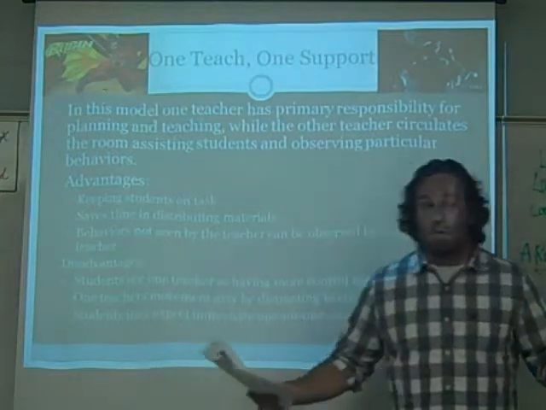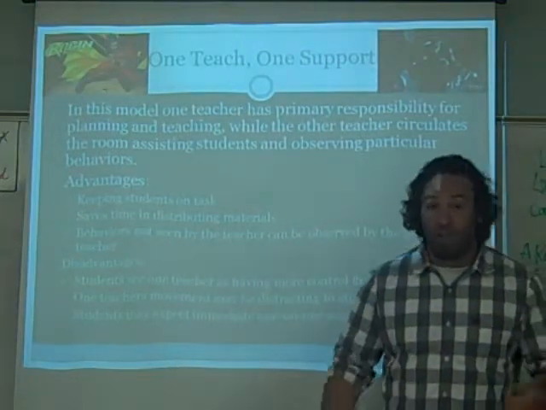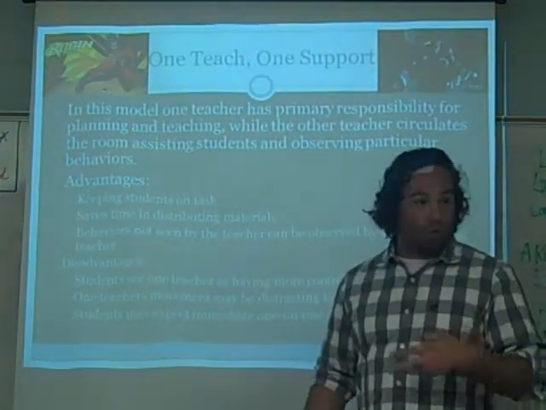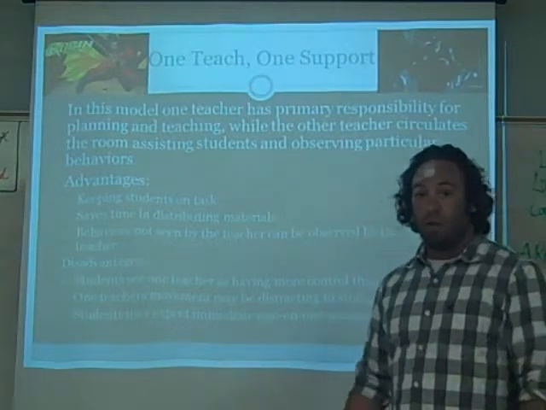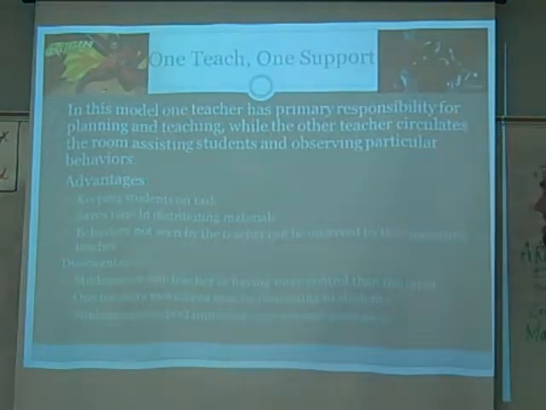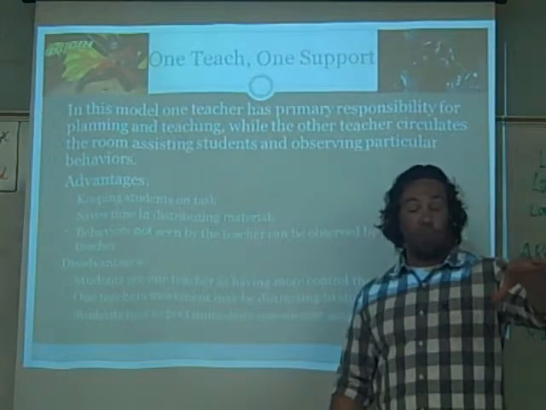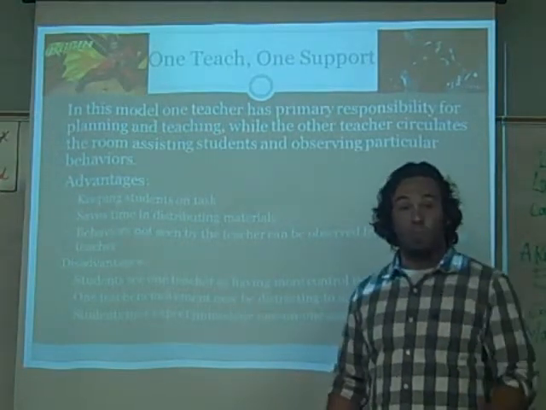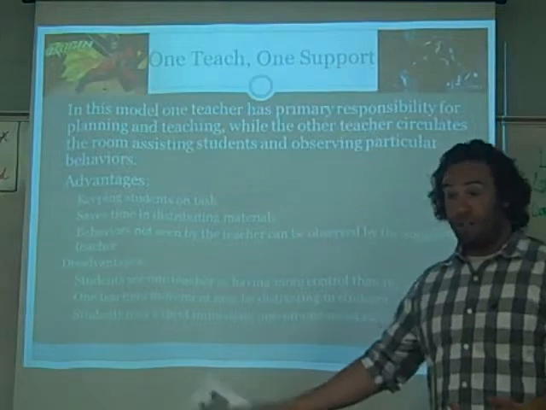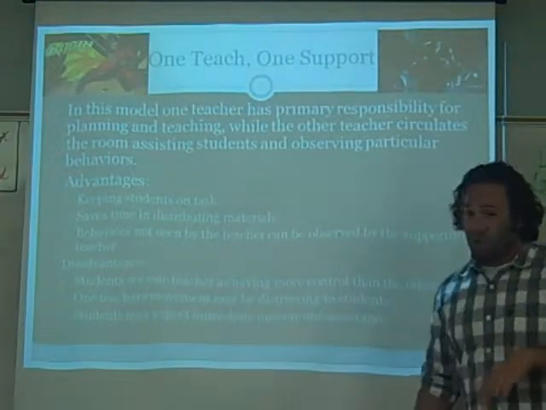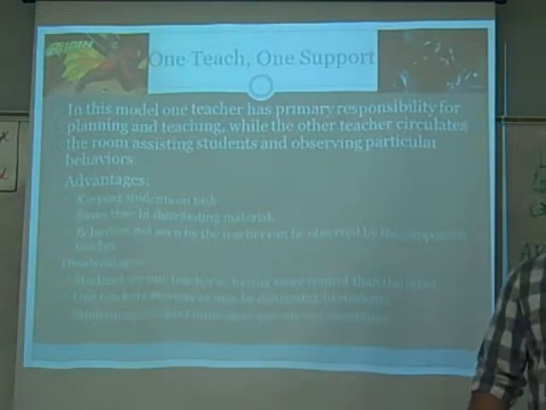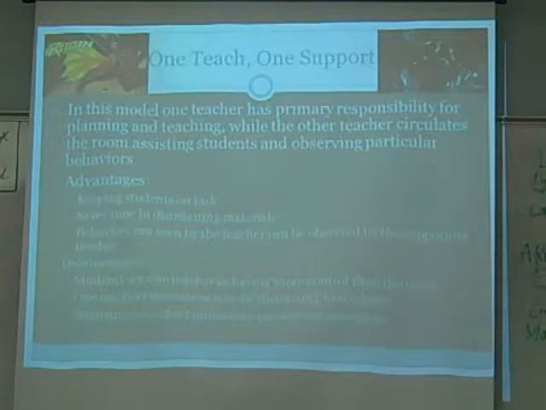If you're passing out handouts or worksheets, you have two people to do it instead of one, so it allows you more instructional time instead of just task management. Oftentimes behaviors that can be seen by the support teacher, maybe in the back of the room, typically aren't seen by the teacher leading the instruction. So you can manage smaller behavioral issues that way.